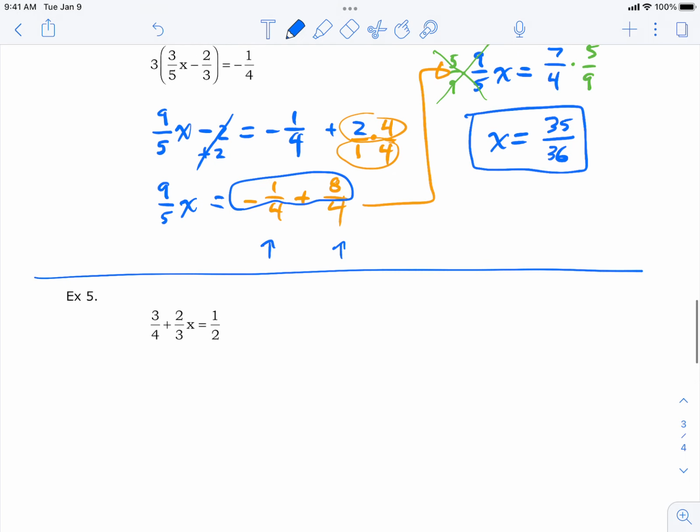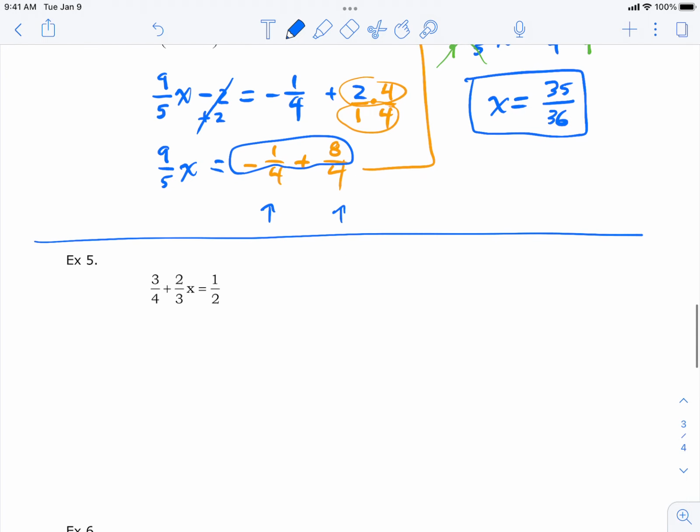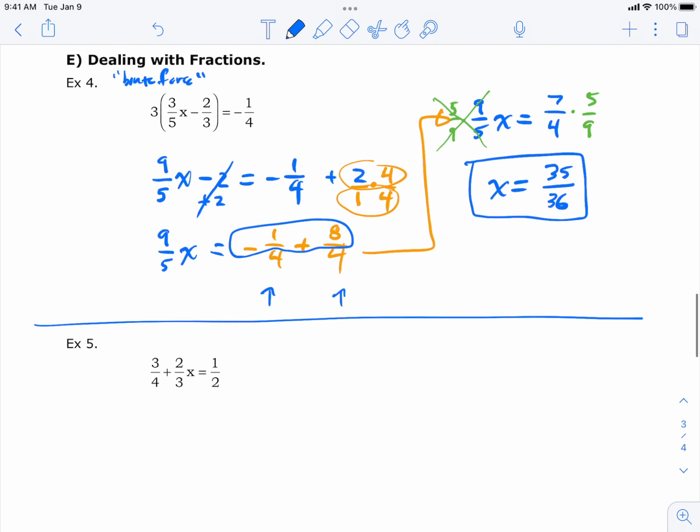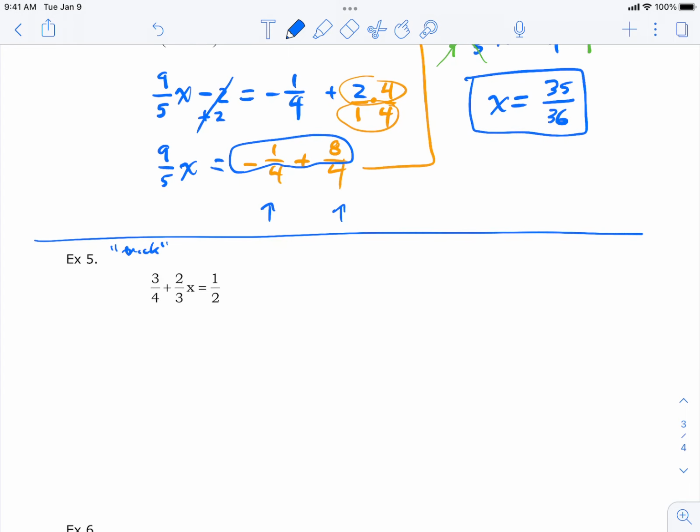So that was handling fractions kind of the brute force way. Maybe I'll write that down. And by brute force, I mean I used my rules for multiplying fractions. I used my rules for adding fractions and so on. This one, I want to show you a trick. And if you're careful, this trick can at least save you lots of time.